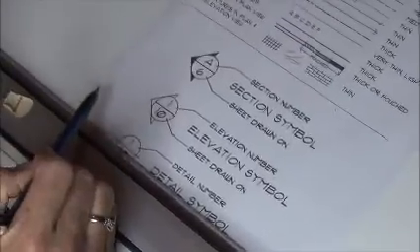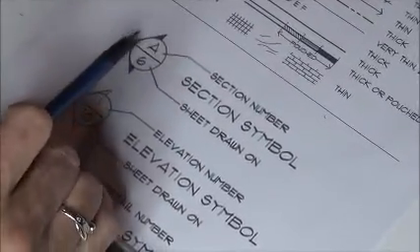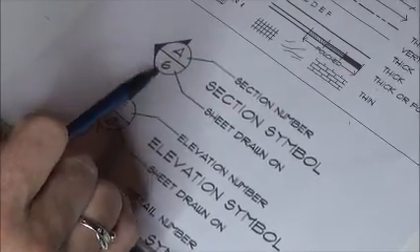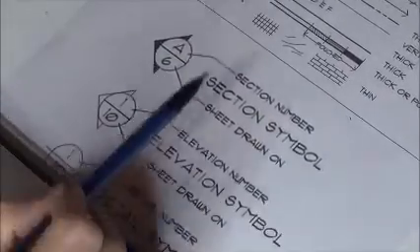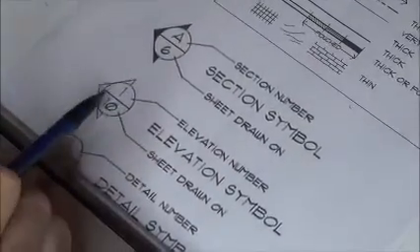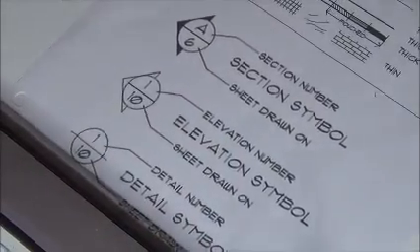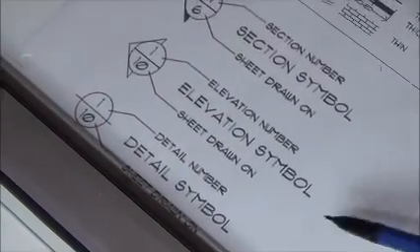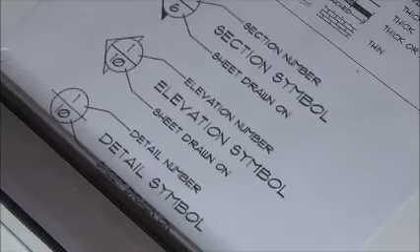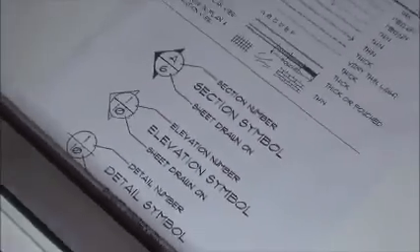Also, we're going to learn a little bit about how to create little symbols. Here's a section symbol. It basically gives us an indication and it points to the thing that we are sectioning. It tells you different information about the drawing. This is called an elevation symbol, and down here is a detail symbol. So we will incorporate these in some of our drawings. So this is going to be a great reference for you. So let's get started, shall we?